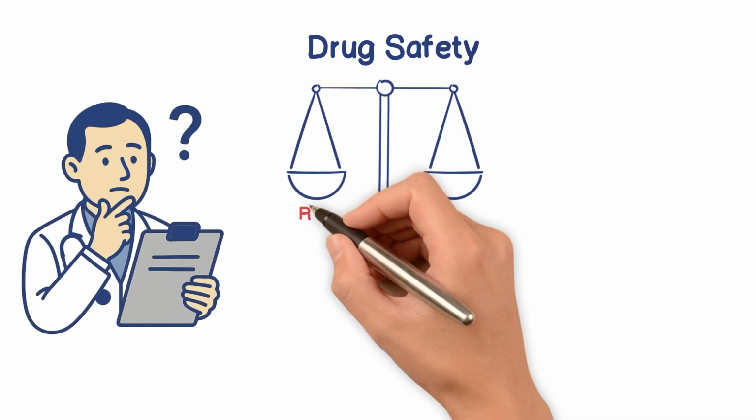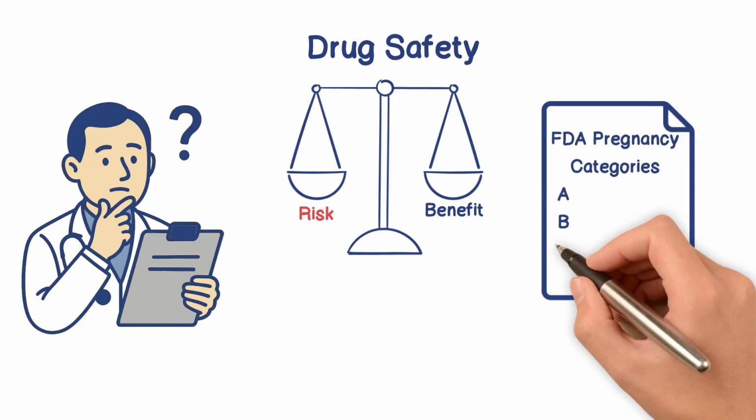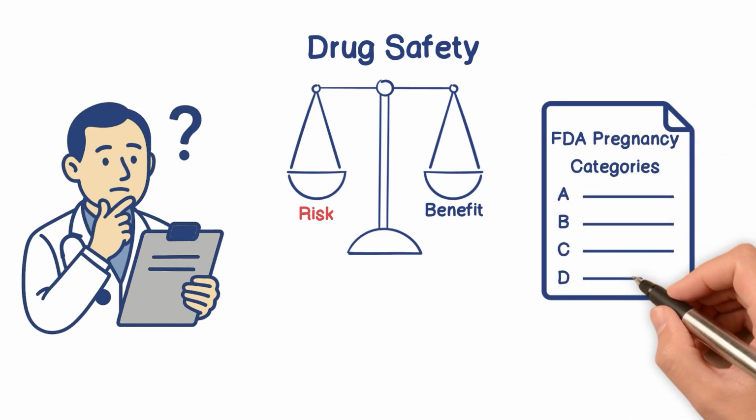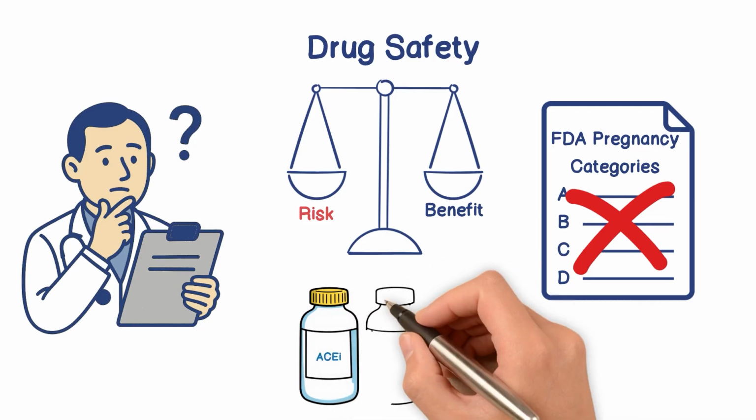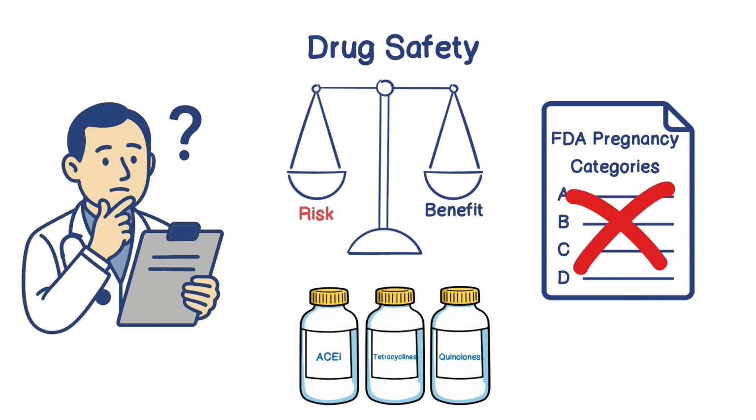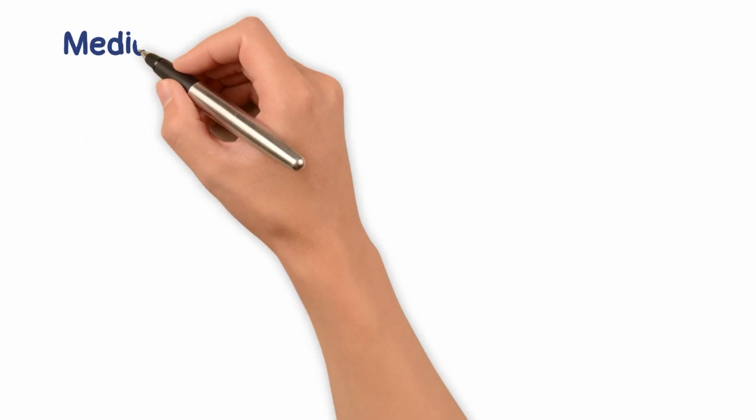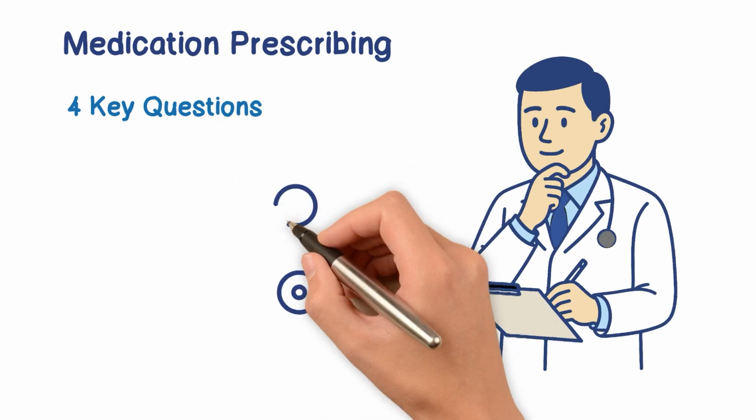Pregnancy drug categories are less helpful than a careful risk-benefit assessment. We have therefore moved away from the prior letter-grade FDA categories. Some drugs, like ACE inhibitors, tetracyclines, and quinolones, are rarely appropriate. When prescribing, ask yourself the following 4 questions.